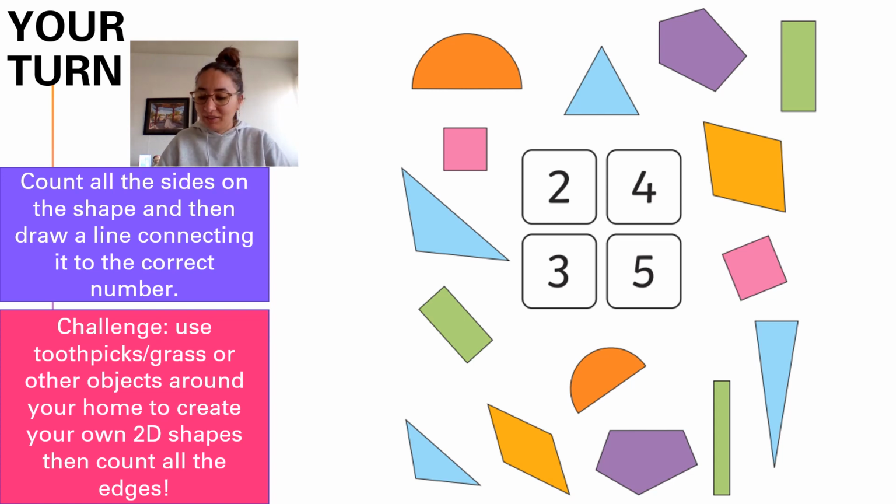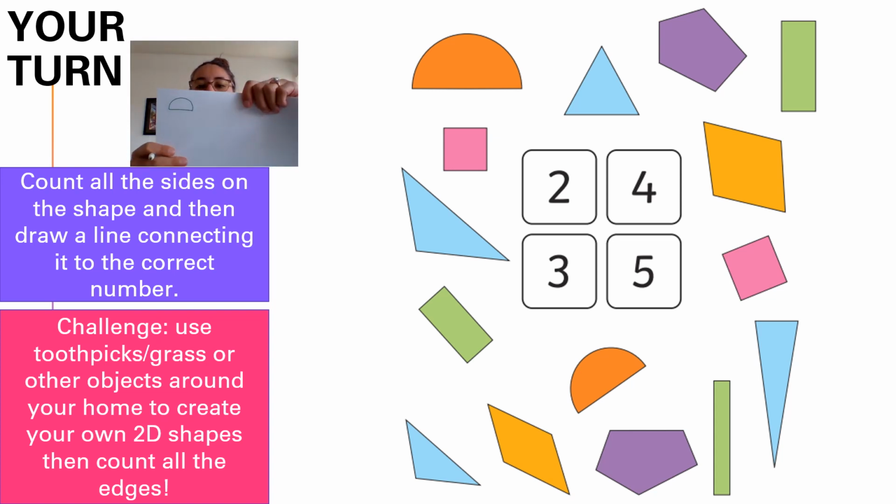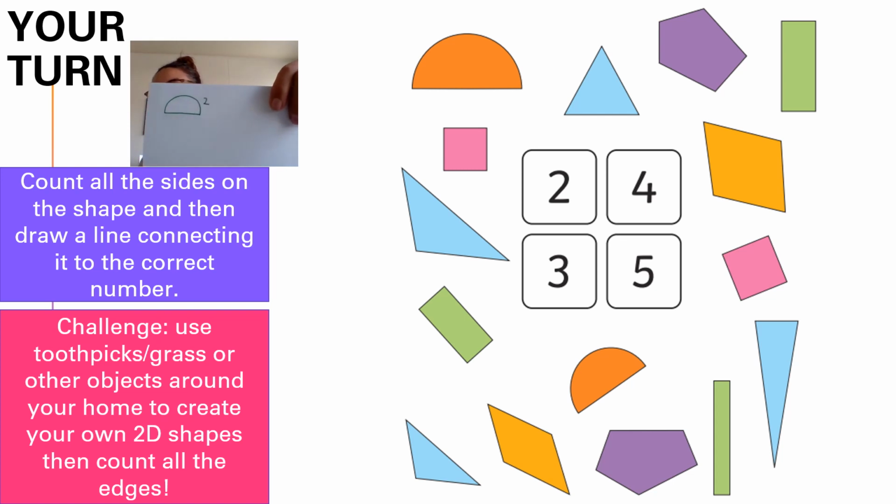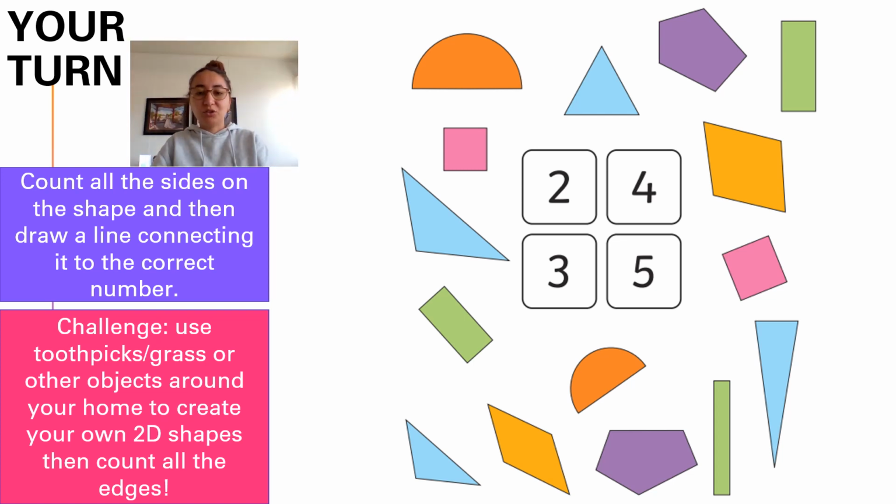If for some reason you can't print it out, or if it's too tricky to copy and paste the picture and put it onto your doc, that is okay. What you can do is get a piece of paper and draw the shapes. And if you find drawing the shapes tricky, you can ask an adult to help. So here I've drawn the semicircle, and then next to it you would write how many sides. So I've written 2.